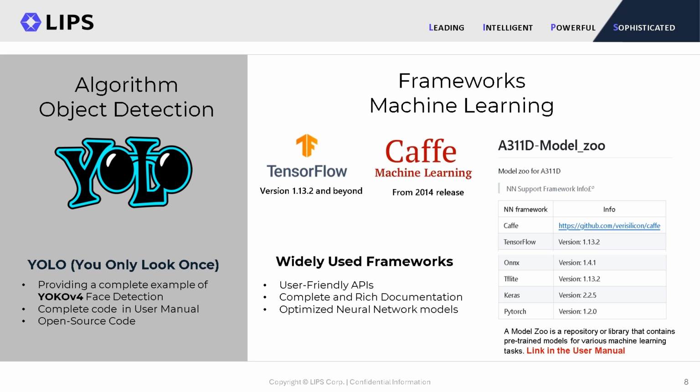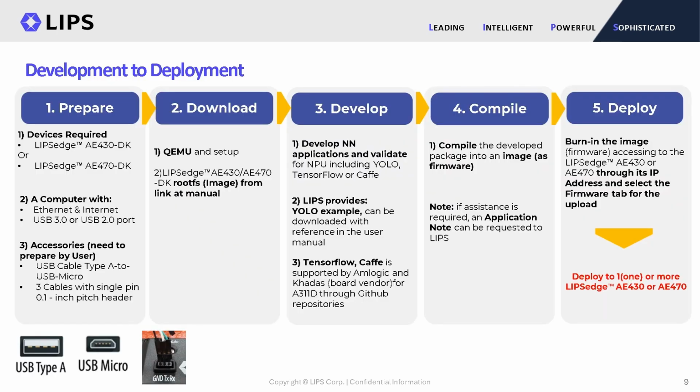The LIPSedge AE430DK and AE470DK have example codes and a demo running YOLO, providing a complete example of YOLO face detection with a complete code in the user manual. It also supports widely used frameworks such as TensorFlow, Caffe machine learning frameworks, and also an unlimited model zoo within libraries and frameworks including ONNX, TensorFlow Lite, Keras, and PyTorch with downloadable programming sample codes and API wrappers.